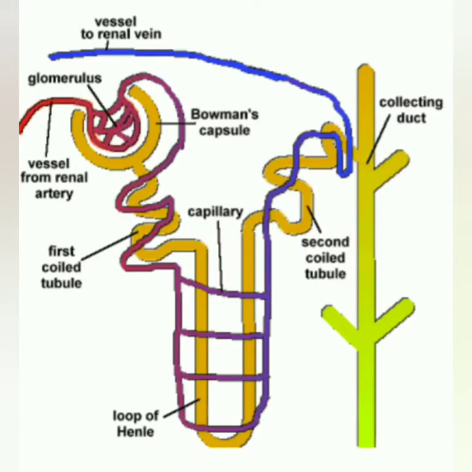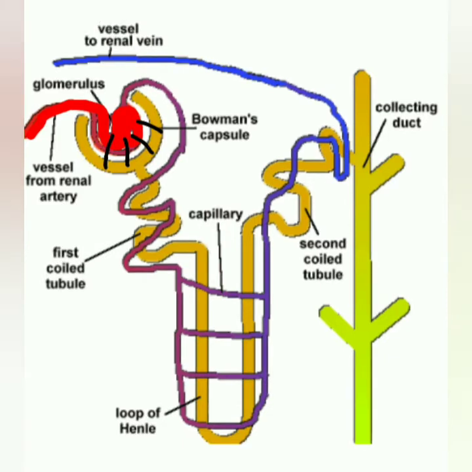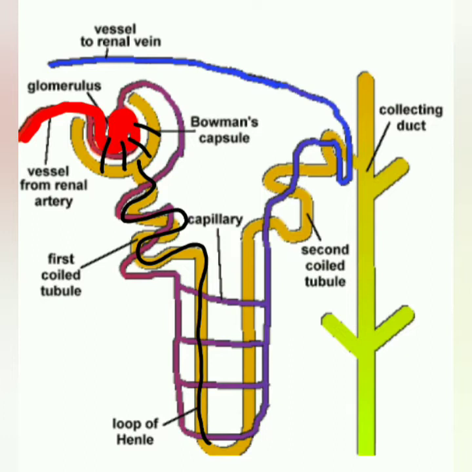So let's understand the same process here again. So renal artery brings blood with metabolic waste and some useful substances, which then filter from glomerulus into the Bowman's capsule. Then this filtrate passes through this coiled tube of nephron. But the useful substances are reabsorbed from the filtrate back into the blood. Why? Because our body needs them.